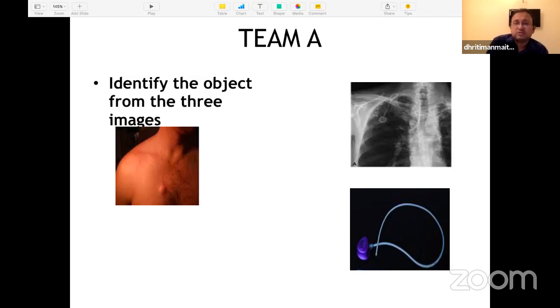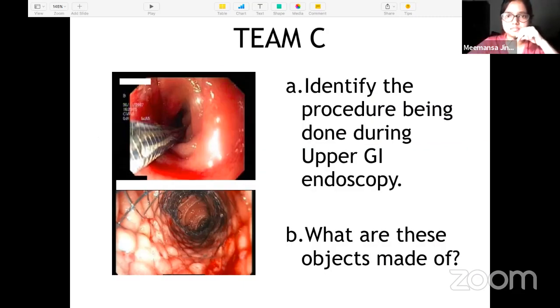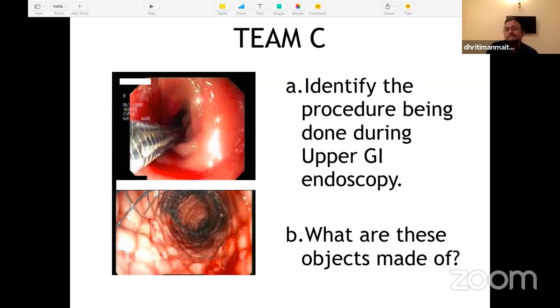So next question. Mahima, you chose not to answer this question. It was a bit difficult, so I think you must be happy. Mimansha, you have to answer this. Yes, sir. Identify the procedure being done during upper GI endoscopy. What are these objects made of? Endoscopy is being done. Simultaneously, something is being deployed over there.